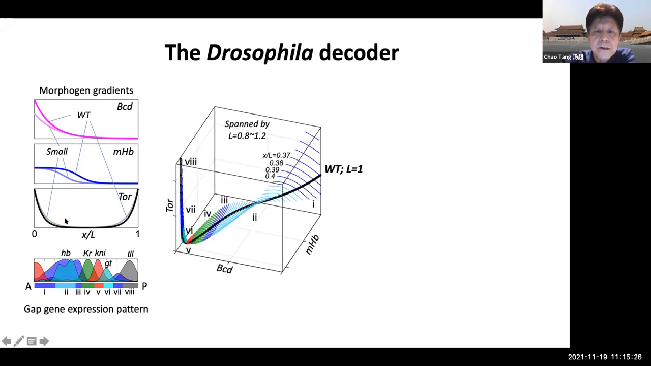Okay, so now the morphogen space is three-dimensional. And so if we do the same thing as we did in the two-dimensional toy model for the wild type, from head to tail, we trace a profile like this. And if the embryo has larger or smaller size, the morphogen will change. So sweeping a line, it will become a two-dimensional manifold.